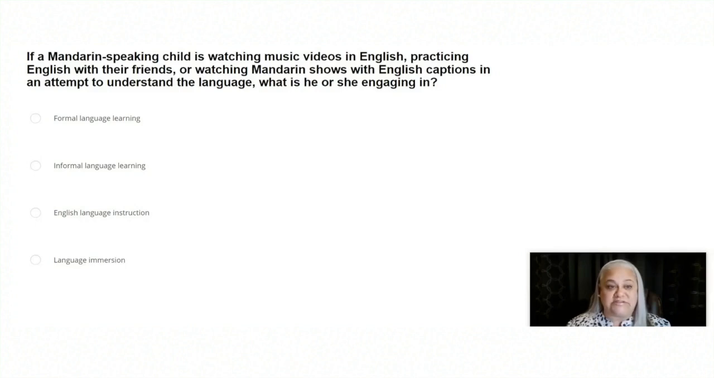And the final choice is language immersion. And while the child may be immersed in English language through the different activities, it's not a true immersion in the sense that everything going on around the child is in English. So this would not be the choice. Therefore, the best choice for this question is informal language learning.